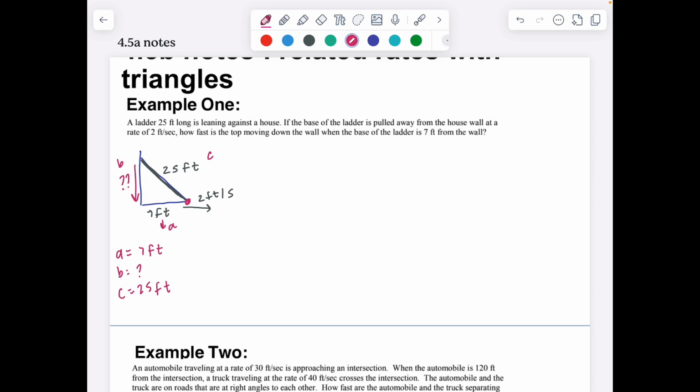And then I am told that this base is moving away from the wall at a rate of 2 feet per second. That's a rate, so that's going to be dA/dt. That's how the length A is changing with respect to time, and it's changing at 2 feet per second. And then the question is asking how fast the top is moving down the wall when the base of the ladder is 7 feet from the wall. So what I'm trying to figure out is how this right here is changing. My end goal is to find dB/dt, and that's what I don't know. So this is my end goal.